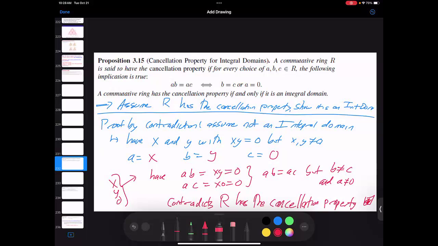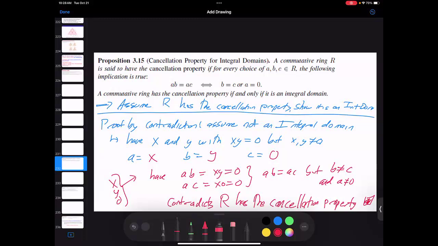So I'll leave the other direction to you. So we did the direction of assume it has the cancellation property. We proved it has to be an integral domain. Now you can go in the other direction. Assume that it's an integral domain. Prove that it has the cancellation property. So I'll leave that as an exercise for you to do.